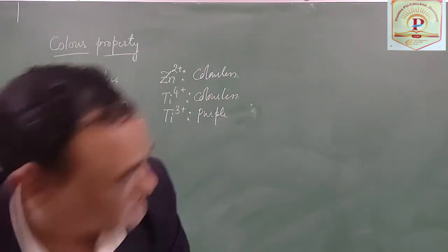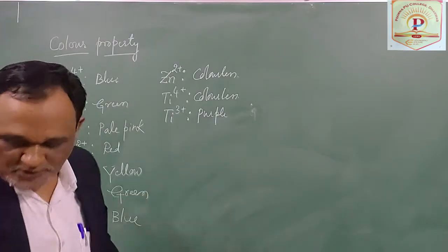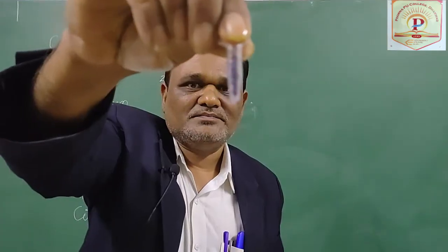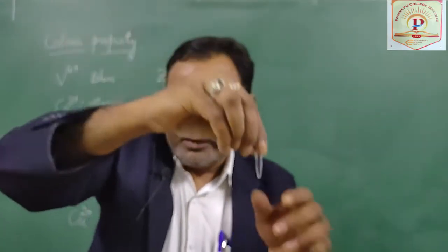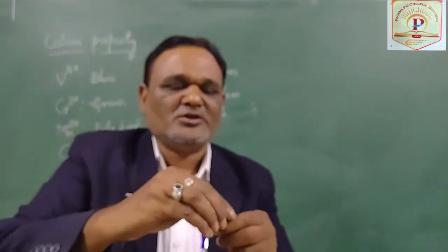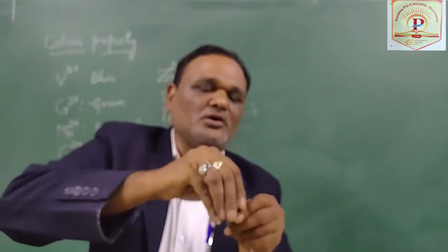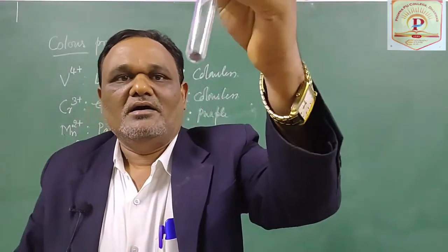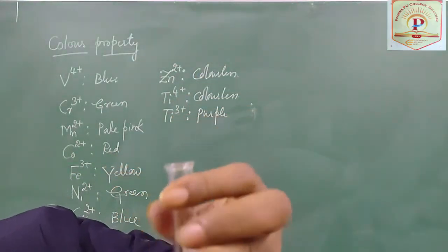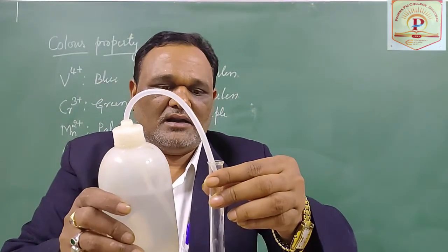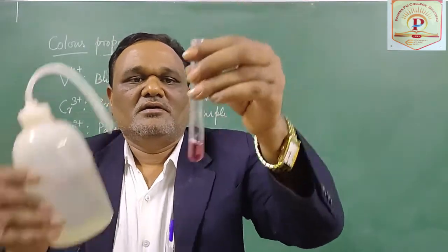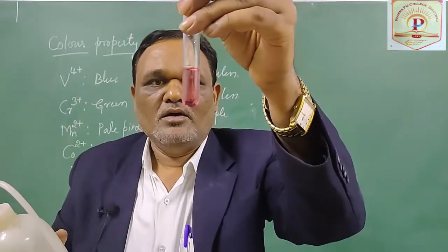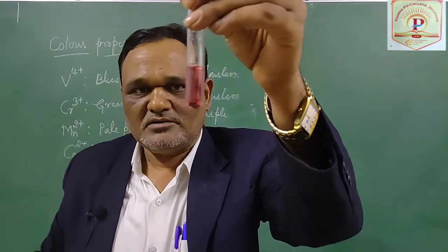Now for cobalt 2+, you can see the very dark red color. I will take this in a test tube and dissolve this crystalline solid, which also contains some water. This is the cobalt chloride, and I will add the water. You will see a dark red color. So it is the cobalt chloride, which is red in color.